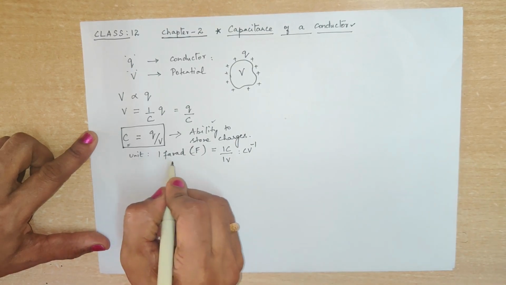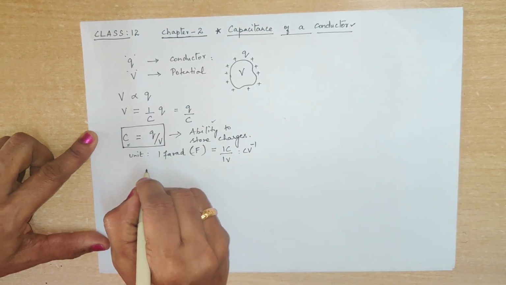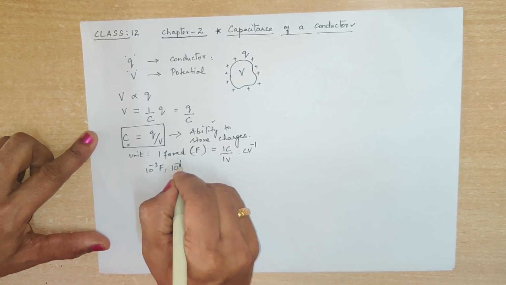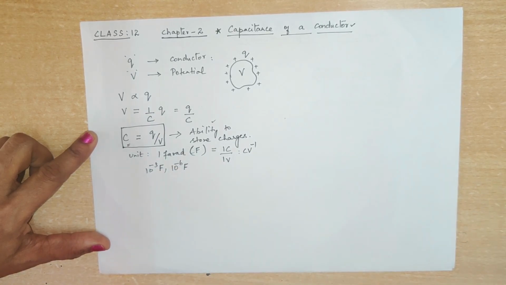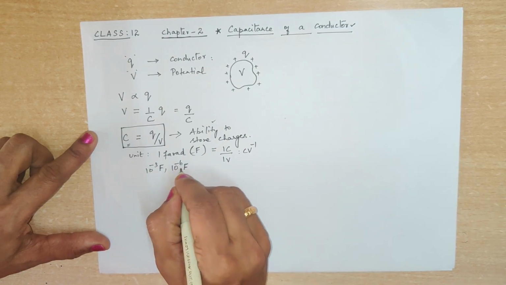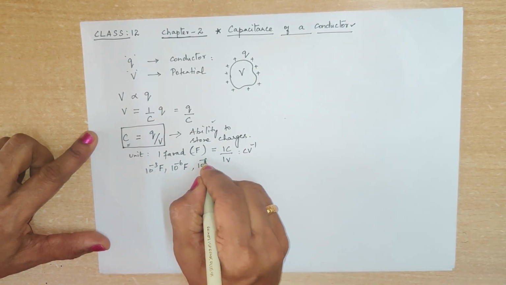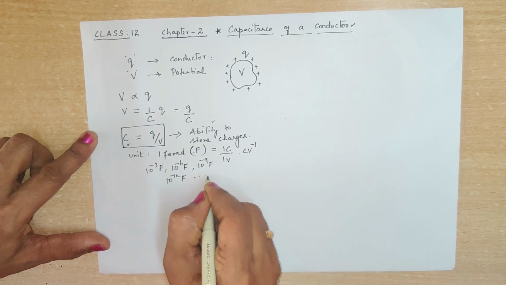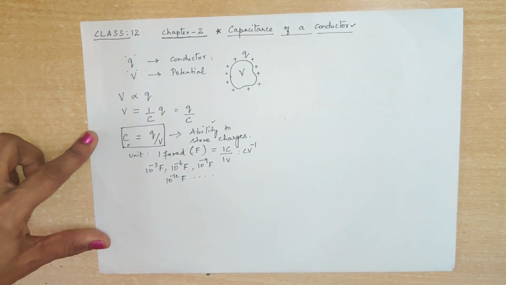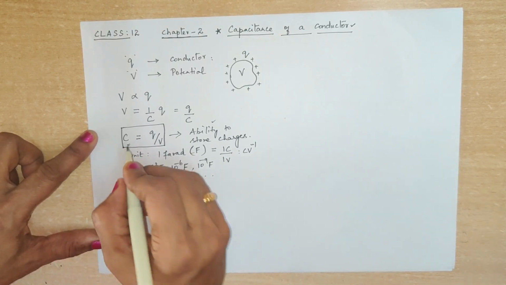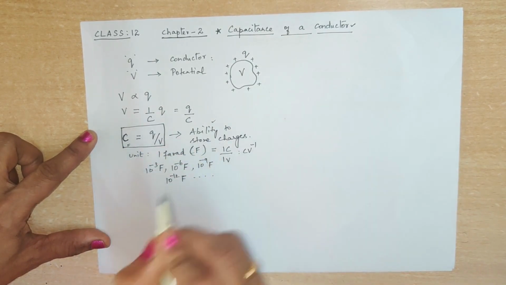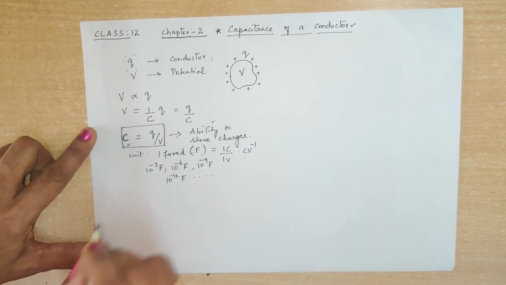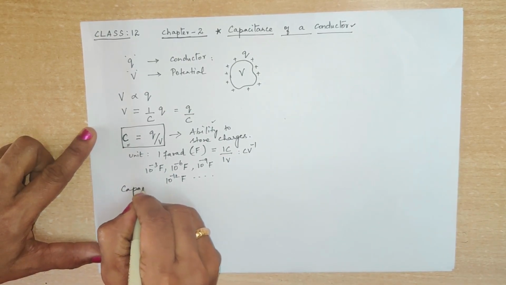In practical applications, we can use 10 power minus 3, millifarad, 10 power minus 6, microfarad, and also nanofarad, 10 power minus 12, picofarad, etc. These are smaller units of farad that we can use. So what is the capacitance? It is the ability, as we have discussed. So we can also make such arrangements in order to study capacitors.